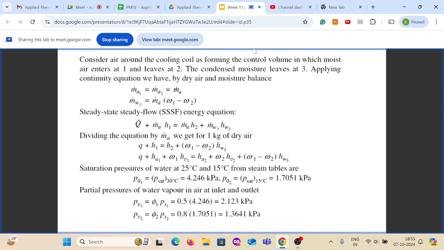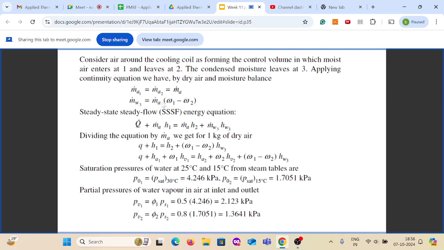and leaves at 2. So the condensed moisture leaves at 3. So applying the continuity equation, we have moist air coming in, and then air which is going out, and then some water is coming out. So there are these three processes which are happening. So we can do an individual mass balance for dry air and the water. So the dry air in the process remains the same. So what is coming in is going out, but water, there is some amount of water which is getting condensed.